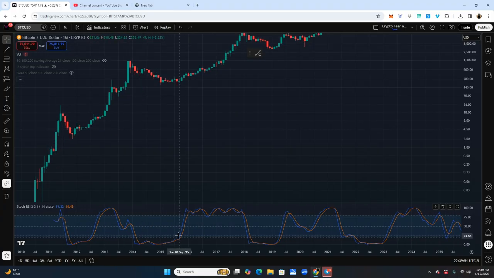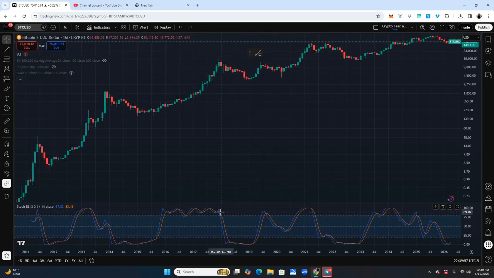Now, if you did that right here, you would have bought very close to the bottom. Okay, if you would have sold it right here when it passed through, you would have sold really close to the top.